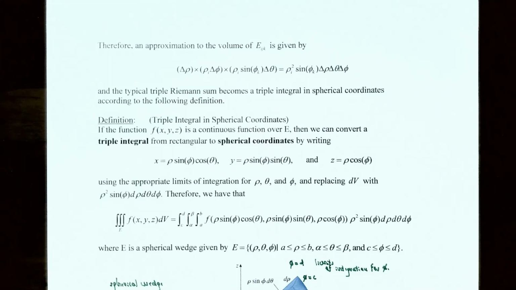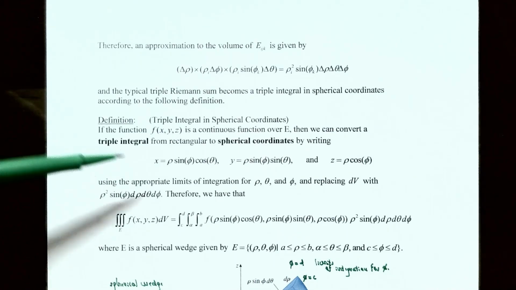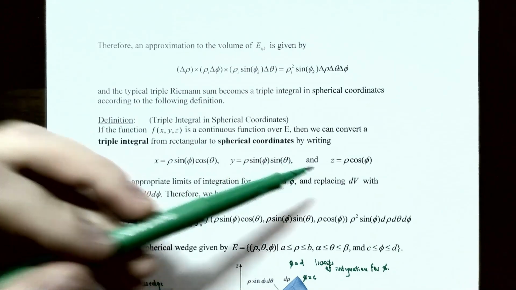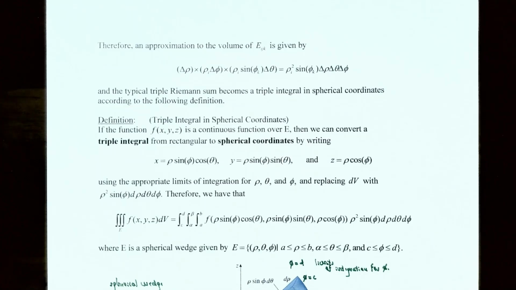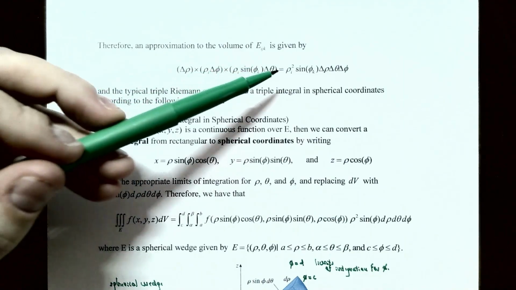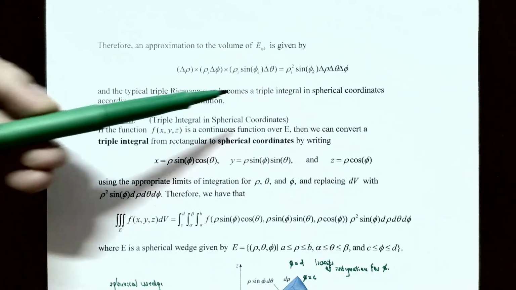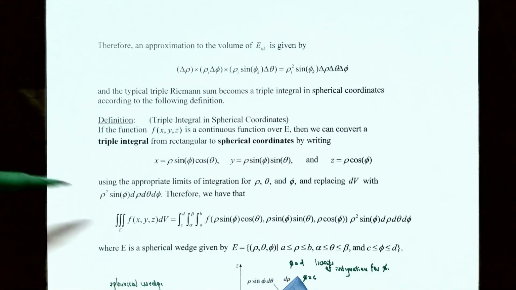Then we can convert to a triple integral from rectangular to spherical coordinates by writing x is equal to rho times sine phi times cosine theta, y is equal to rho times sine phi times sine theta, and then z is equal to rho times cosine phi. And we're going to have to find out what are the limits of integration for rho, theta, and phi. And we also need to replace the differential dV with the expression rho squared times sine phi, and then it will become d rho, d theta, and then d phi. So this is what's called the Jacobian, rho squared times sine phi. Whenever you convert from rectangular to spherical coordinates, you pick up an extra factor of rho squared times sine phi.